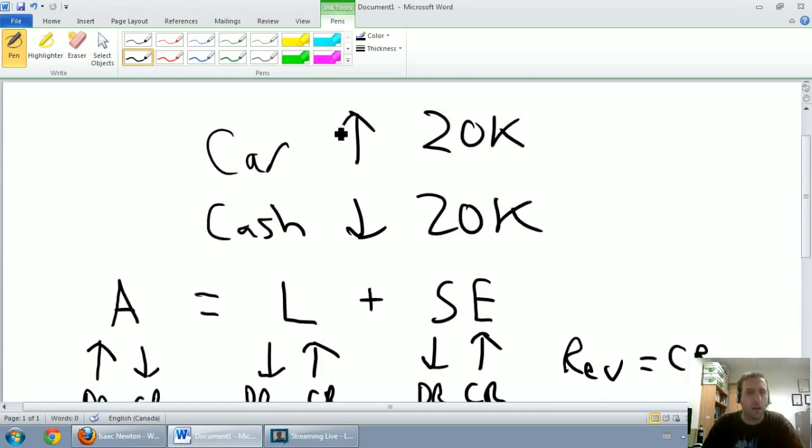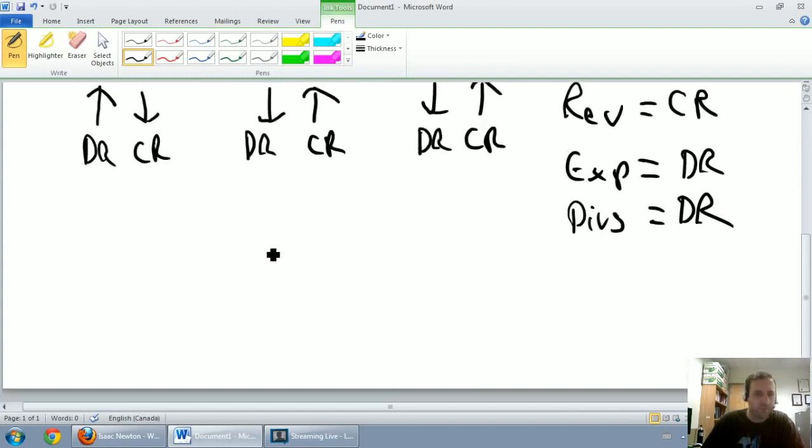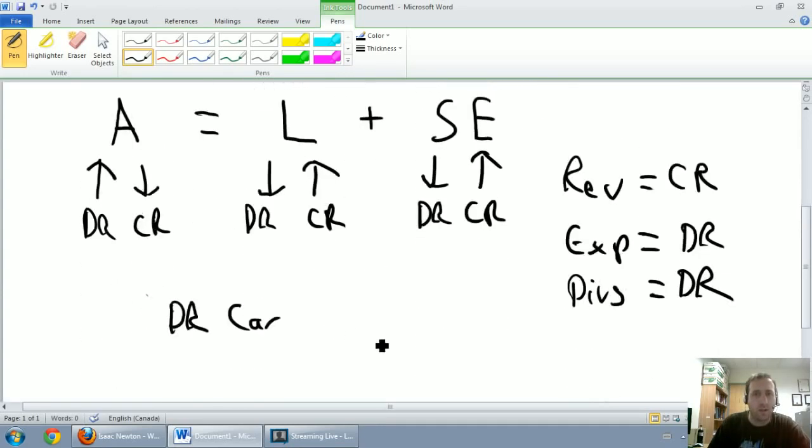We've got our purchase of a car for cash here, and so let's look at the car first. We've got to say, what is the car? And this is where knowing your definitions of assets, liabilities, shareholders' equity is going to help. We all know that a car is an asset, and we have an asset going up. So I'm going to look here, asset going up. That means if I want to make an asset go up, I need to debit it. Let's debit car for $20,000.